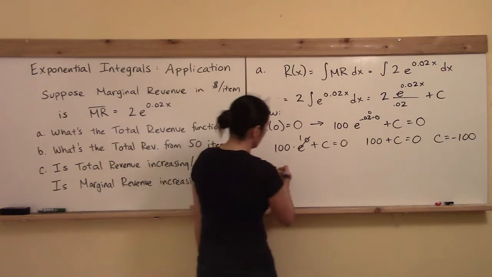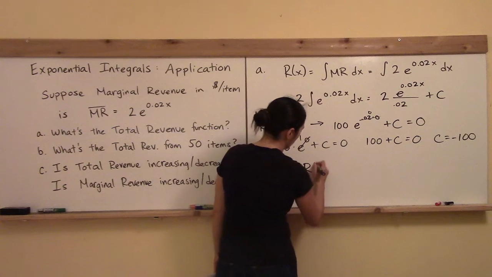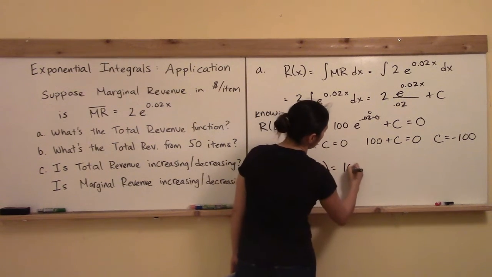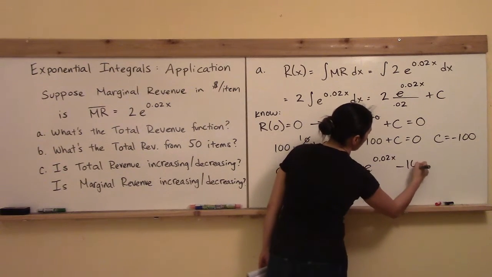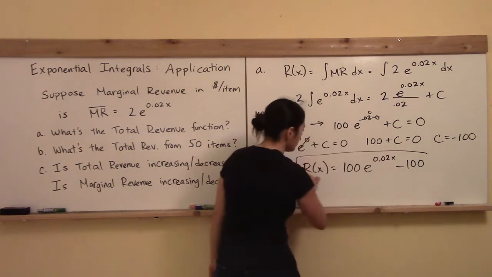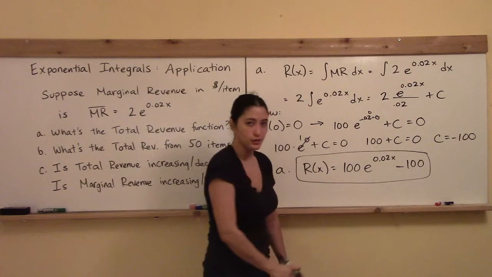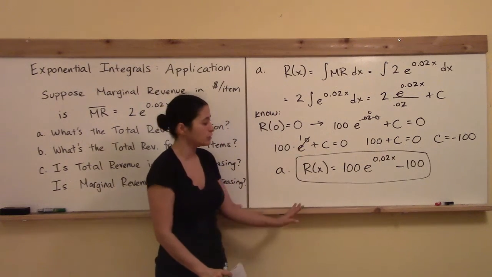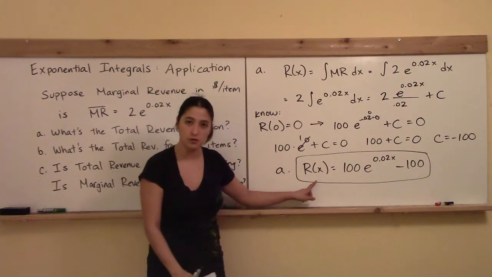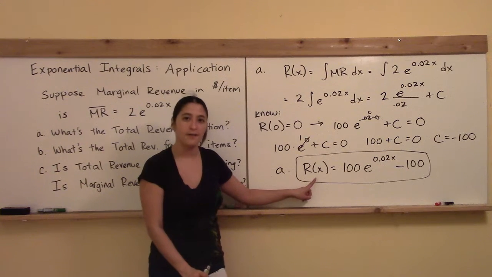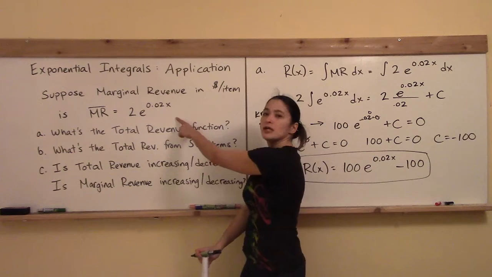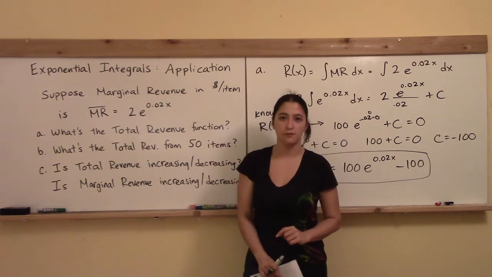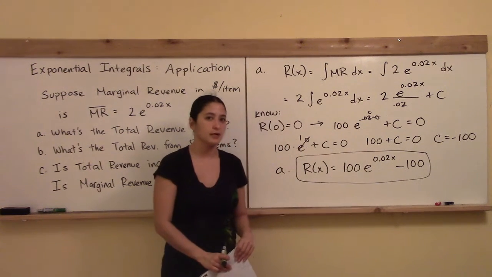Okay, so then my final conclusion for part A is that my total revenue function is going to be equal to 100 e to the 0.02x minus 100. And there's a couple ways that you can confirm that that is the correct answer. First of all, if you take the derivative of this, R prime, that's equal to marginal revenue. So the derivative of this had better match that. Go ahead and check that. Don't forget to use the chain rule, and you'll see that that works out.